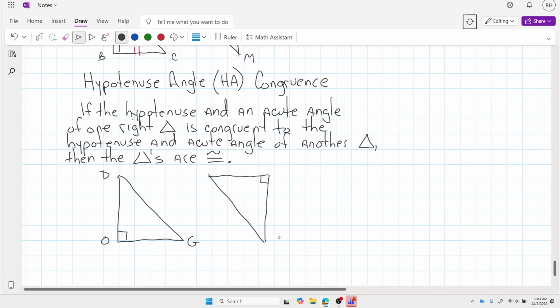Triangle DOG and triangle CAT. Get it? Dog, cat? Oh, that's funny.